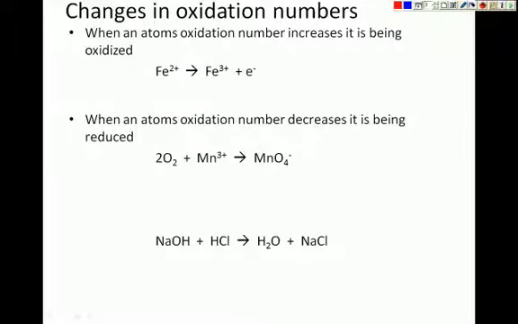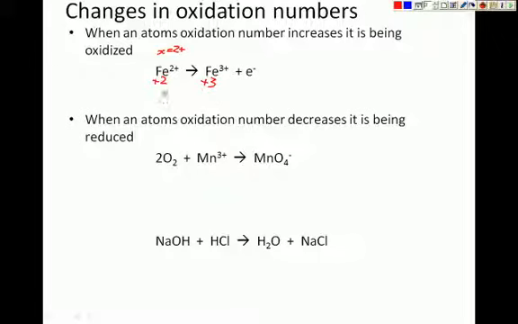Okay, now we're going to look at changes in oxidation numbers. And so whenever you have an atom's oxidation number increase, it is being oxidized. So let's calculate the oxidation number of Fe2+. We don't know the oxidation number of Fe, so we just call it X, and this whole thing has to equal plus 2. So we know that Fe2+ has an oxidation number of plus 2. And same thing with this. We know that the oxidation number of Fe3+ is plus 3.